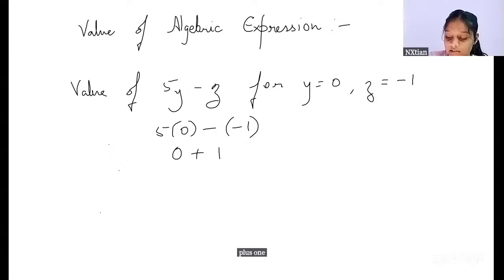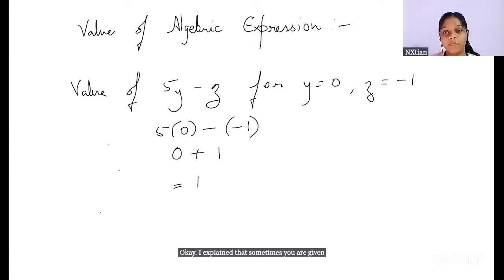So answer is 1. Okay, and I explained that sometimes you are given an expression, and you are also given the value of the variables in that expression. Expression was 5y minus z, and I was given the value of y and z. Y was 0, z was minus 1. Then what to do? We put those values in the equation in the place of the variables, and then we solve it to get our answer.